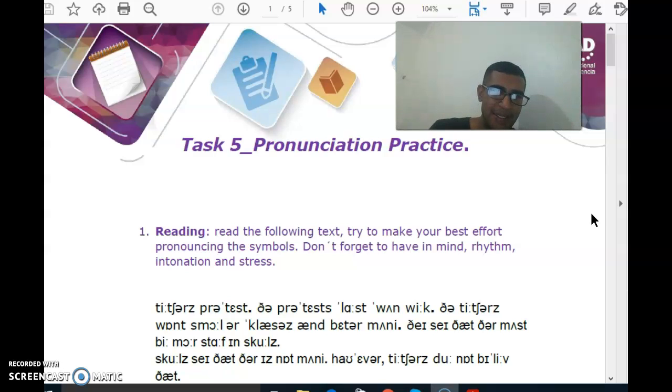Teacher pretest, the pretest lasts 1 week. The teachers want smaller classes and better money. They say that there must be more staff in schools. Schools say that there is not money. However, teachers do not believe that.